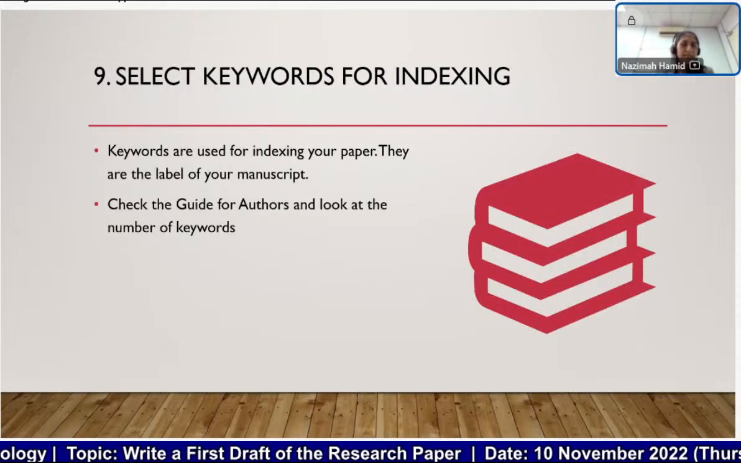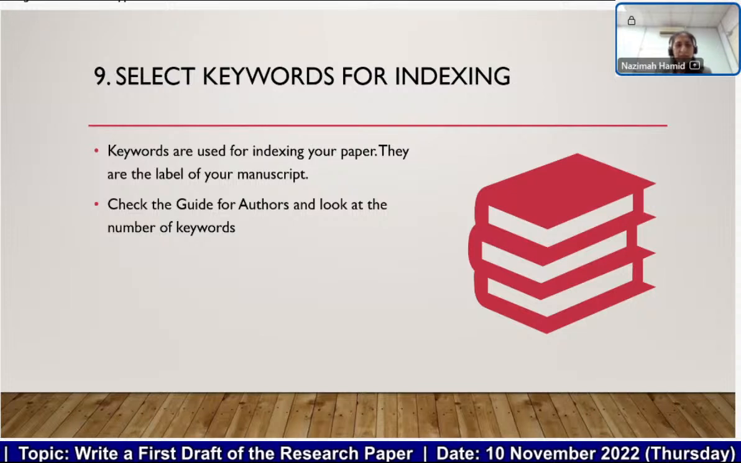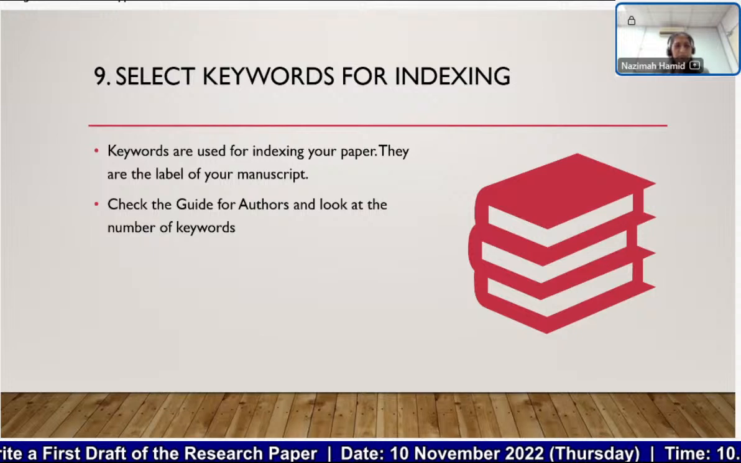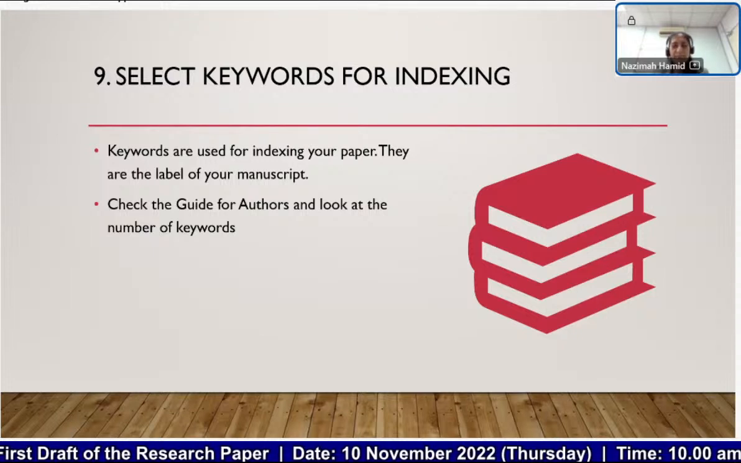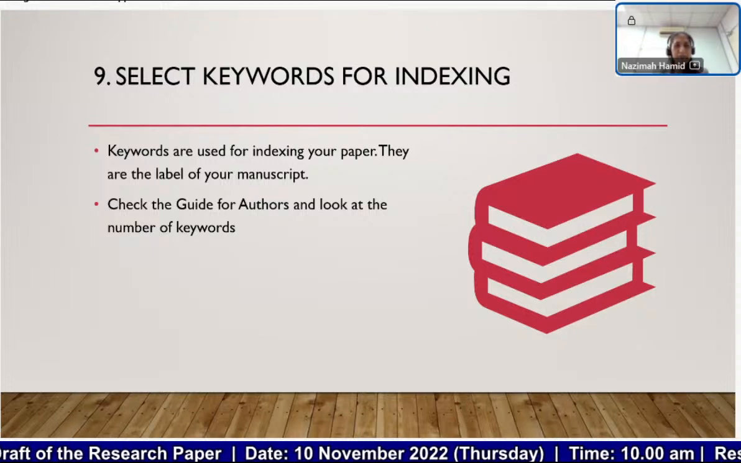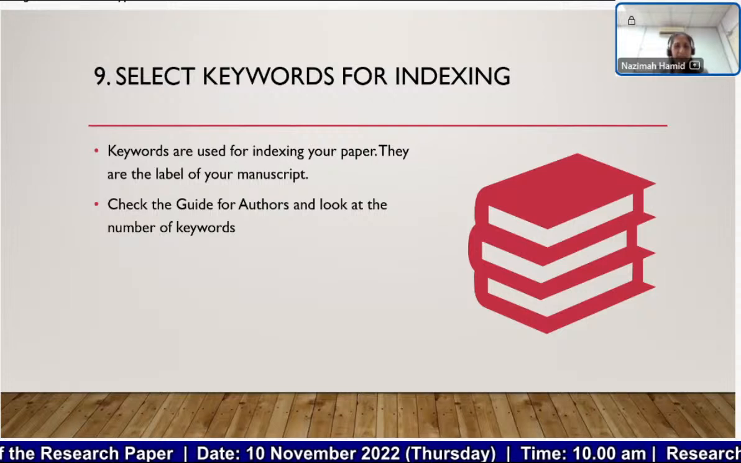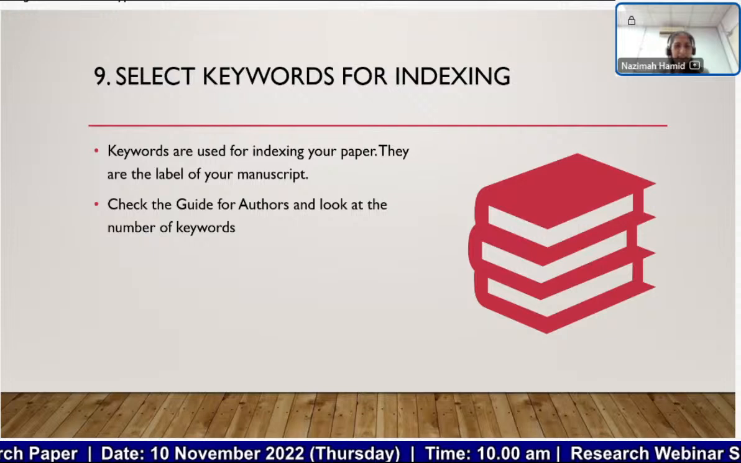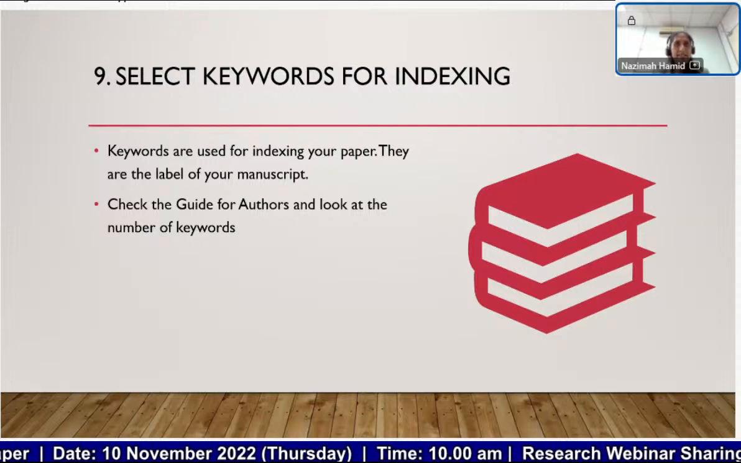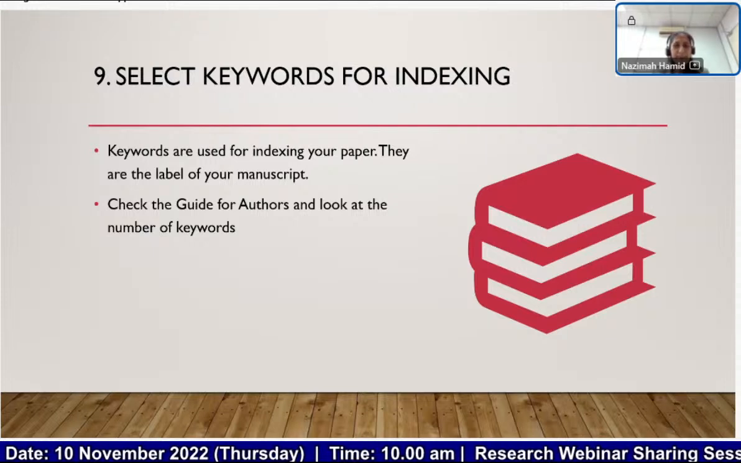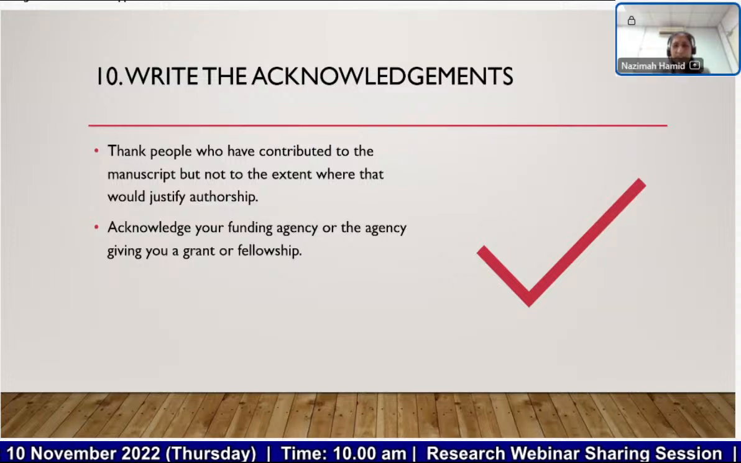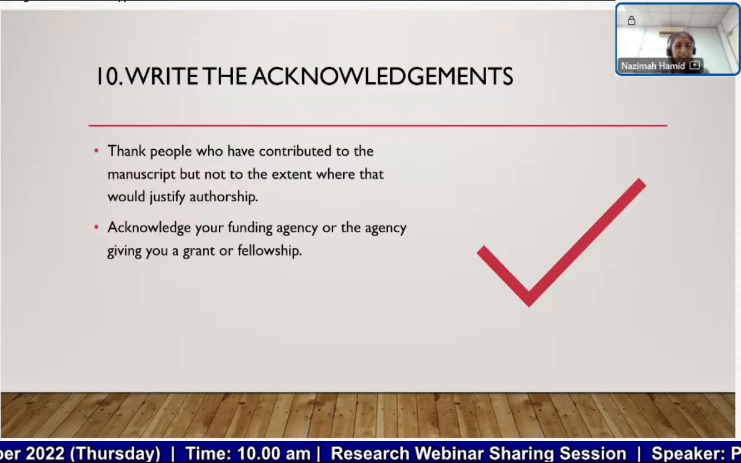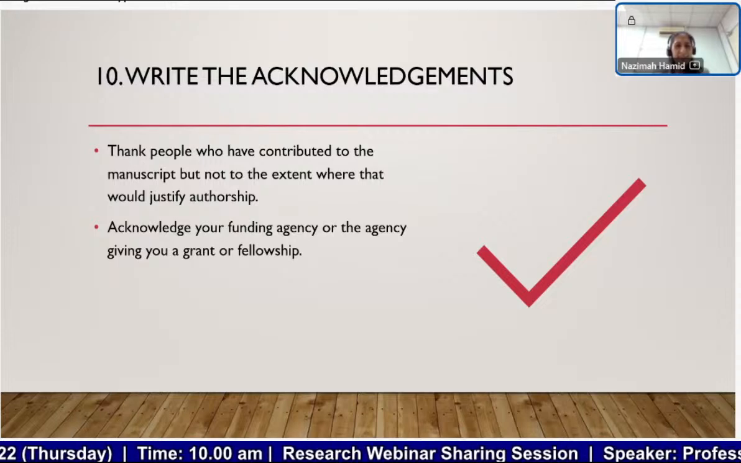Keywords, that's the last thing you do. Don't think, I've written the paper. You have to select the right keywords so that people are able to find your paper and you get your citations. So don't place little emphasis on this just because it's a keyword. Write your acknowledgements. If you've got funding, that's very important.